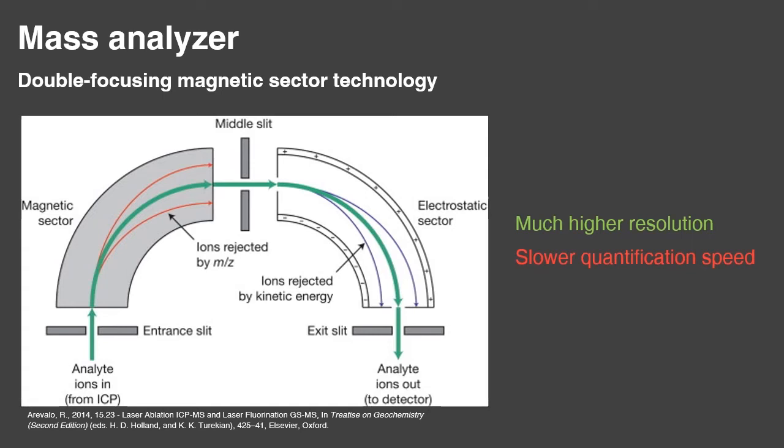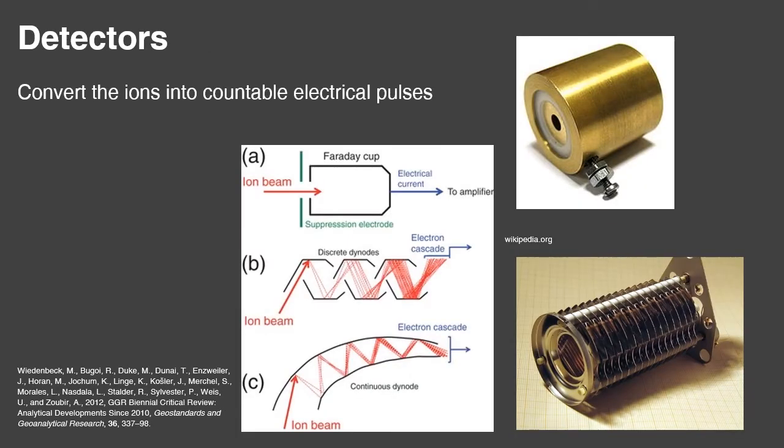Detectors are the final component of ICP-MS instruments. Their role is to convert the ions filtered by the mass analyzer into countable electric pulses. Different types of detectors exist. The functionality of some principal types is shown on the sketch on the left. Faraday cups, shown on the upper photo, are the simplest type of detector. The cups are conductive and produce a measurable electric current. The electric current is proportional to the number of incoming ions. Faraday cups require rather high ion currents and therefore cannot be applied for lower trace to ultra-trace element concentrations.